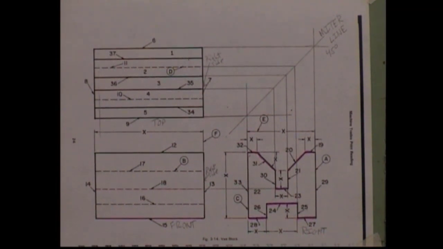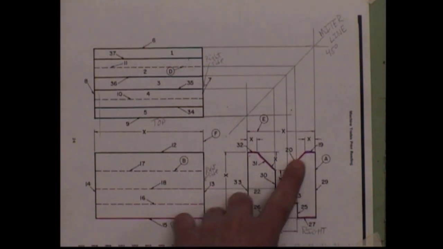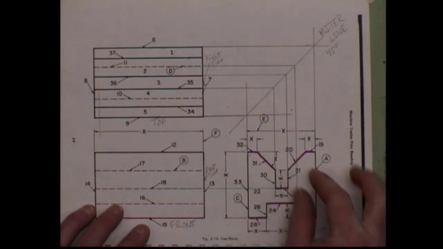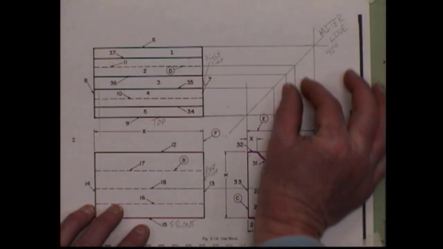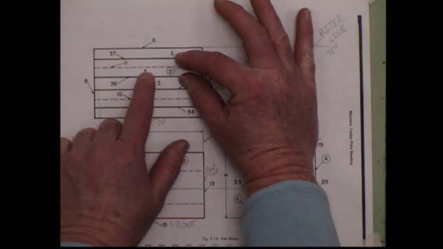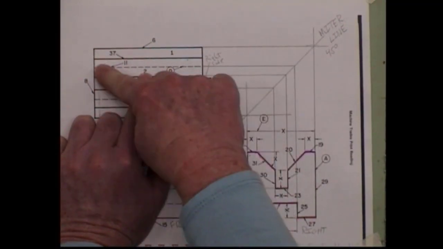All right, line 20 in the side view is what surface in the top view? So line 20 in the side view is right here. And we've already got some of these projection lines. So if we go straight up and straight over, we see that it's surface number 2. It's this area here.